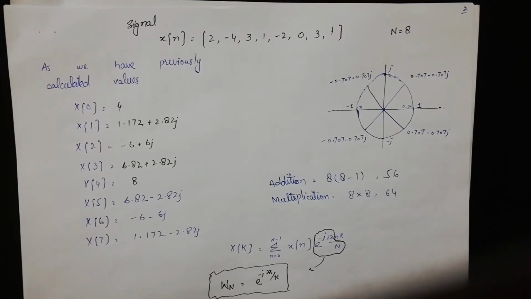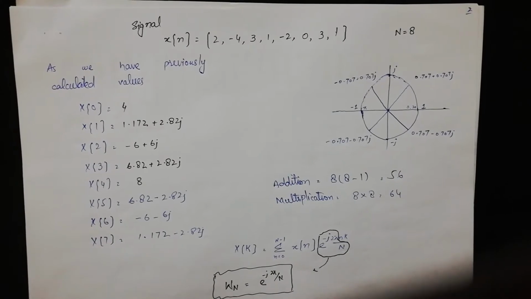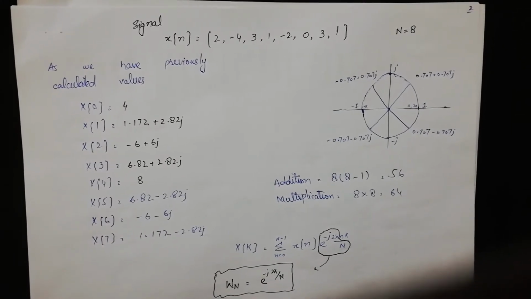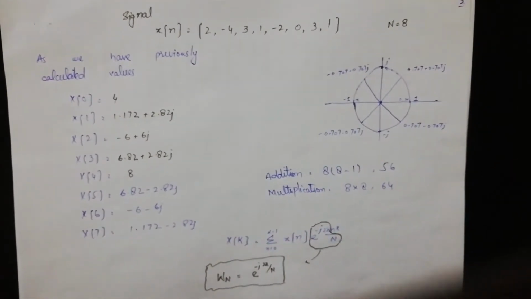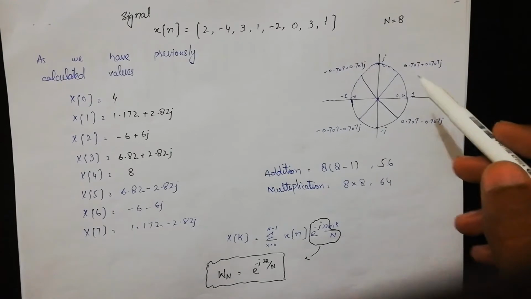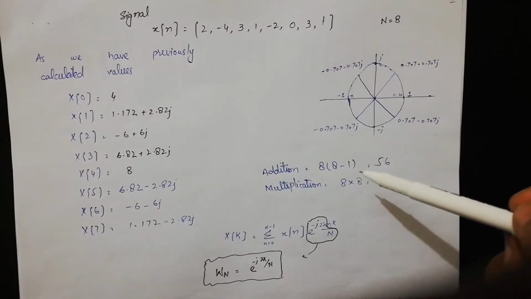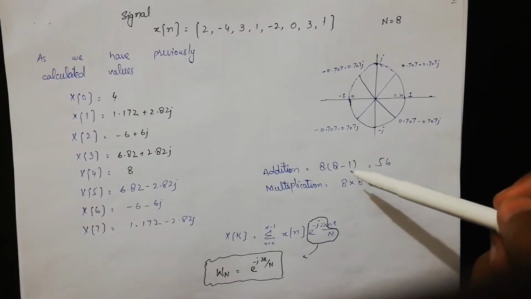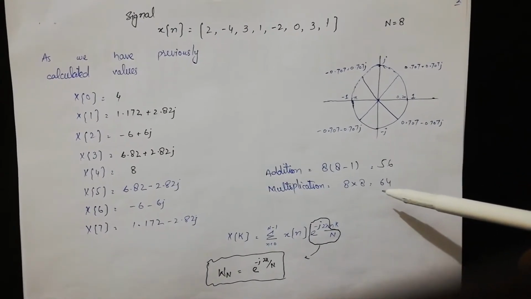X of n, the signal, total number of samples is N equal to 8, as we have previously calculated, with values from x of 0 to x of 7. Now we write down these values here. The graph, we are familiar with this graph, real part and imaginary part. For addition we have 8 samples, so according to the formula 8 into 8 minus 1 is equal to 56, and in multiplication 8 into 8 is 64.